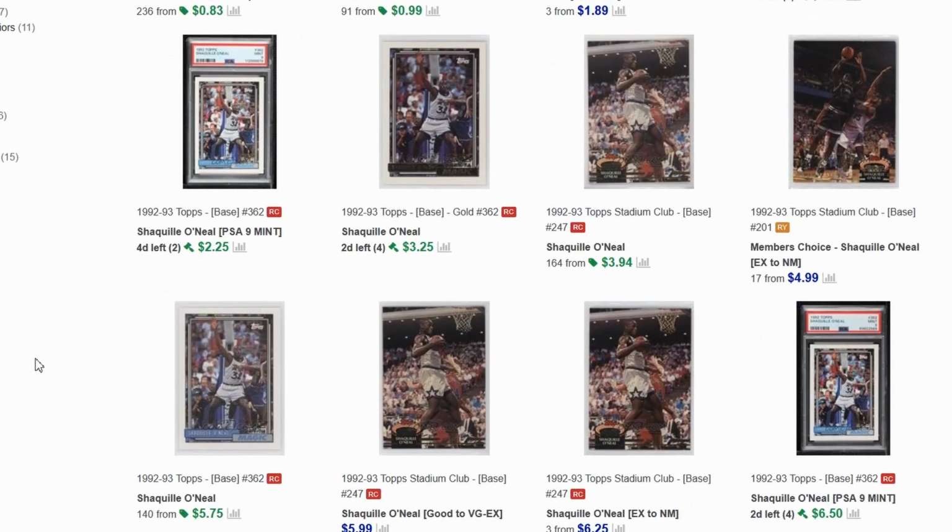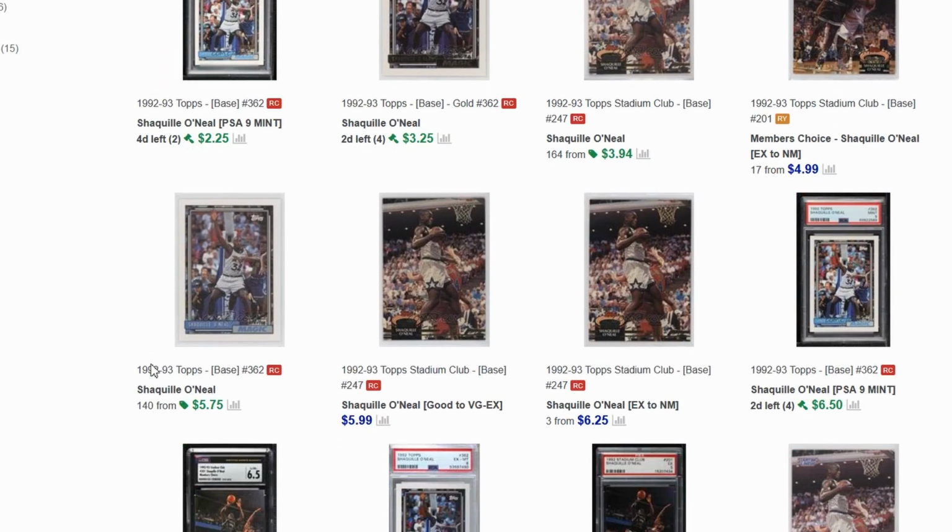But we're going to go back to this, and what I like is how it's cataloged. So all the base 92 Topps that are basically near mint or better, they're all queued together.